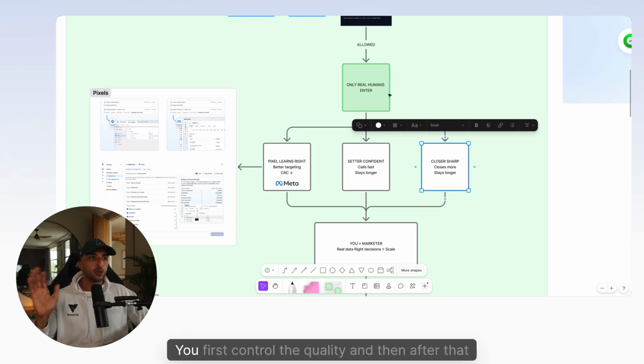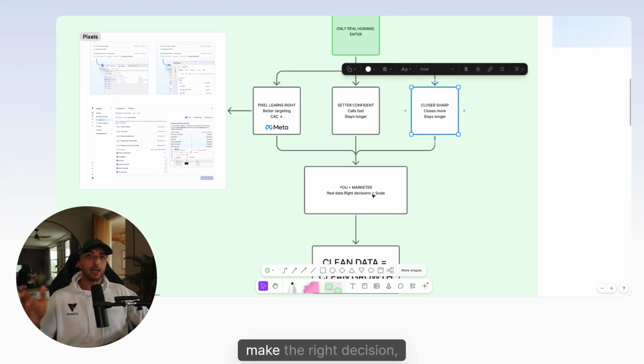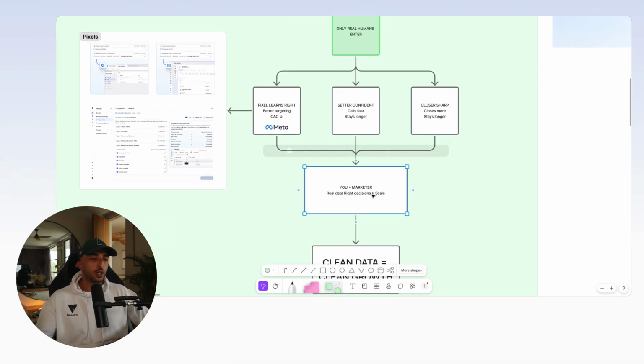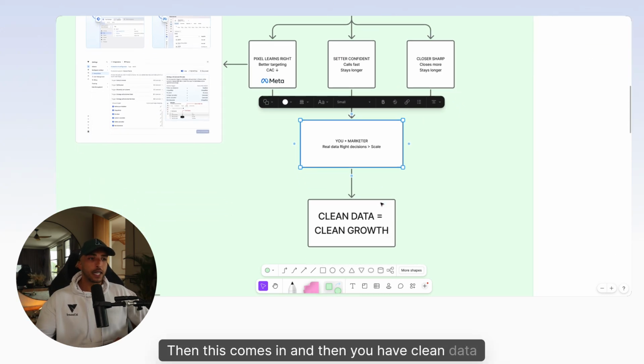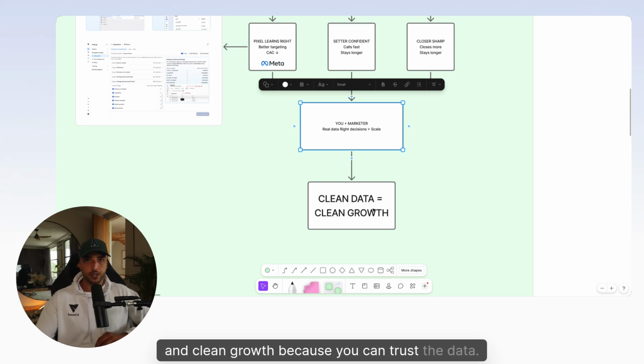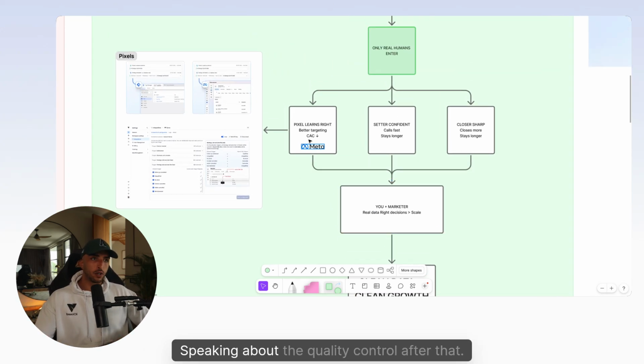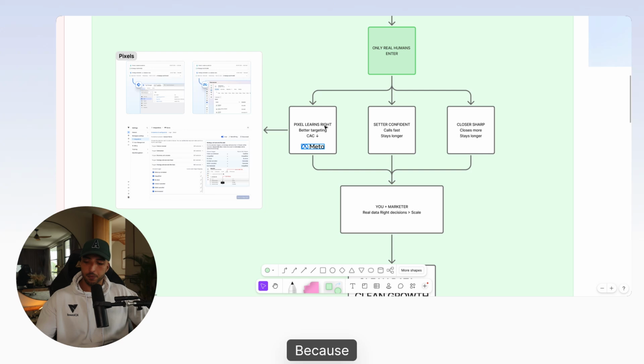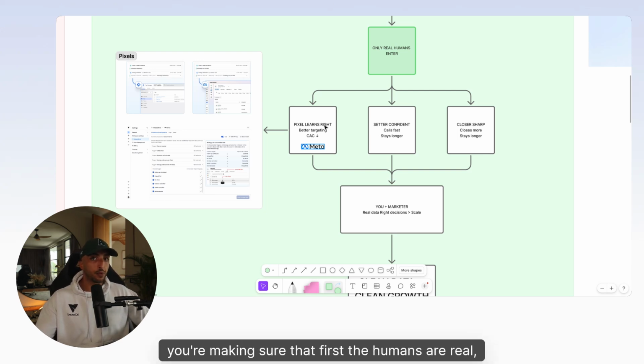No, you can't do that. You first control the quality, and then after that you have your process here. If you want to make the right decision, which you should, then this comes in, and then you have clean data and clean growth, because you can trust the data. Speaking about the quality control after that, because as I said, you're making sure that first the humans are real. These are real humans, and after that you can qualify and disqualify.